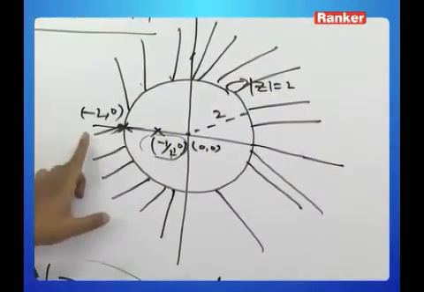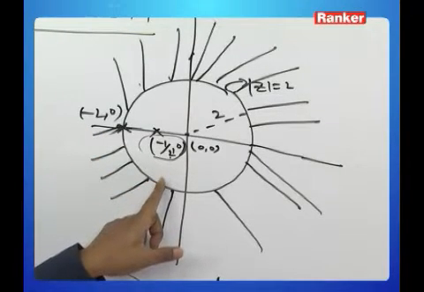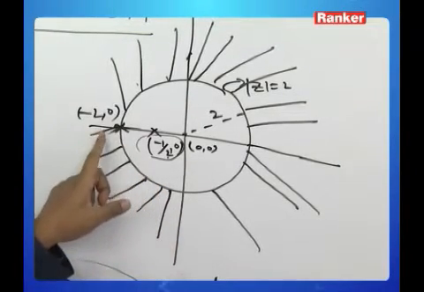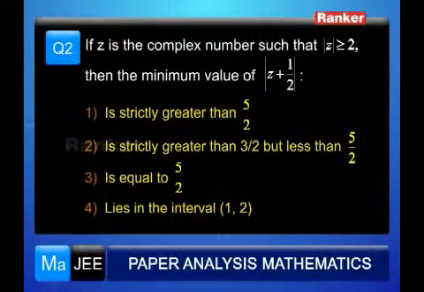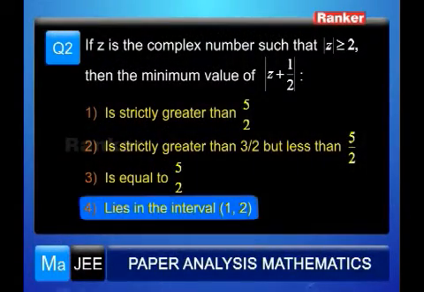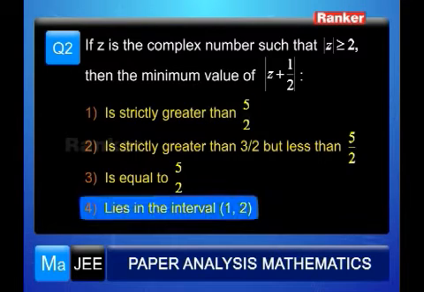Among the points in the region, which is the one closest to minus half comma 0? That's clearly minus 2 comma 0. Therefore the minimum distance is 3 by 2, and 3 by 2 is of course lying between 1 comma 2. So option 4 is the right answer.